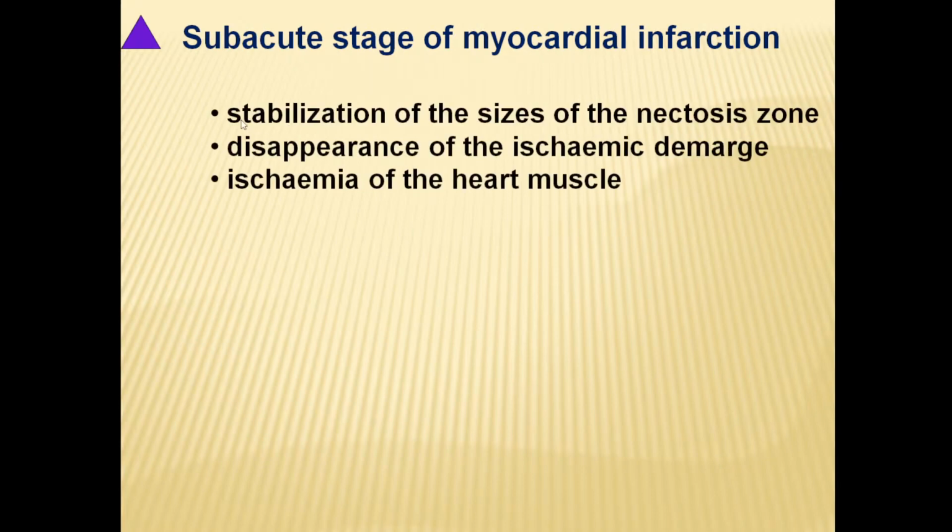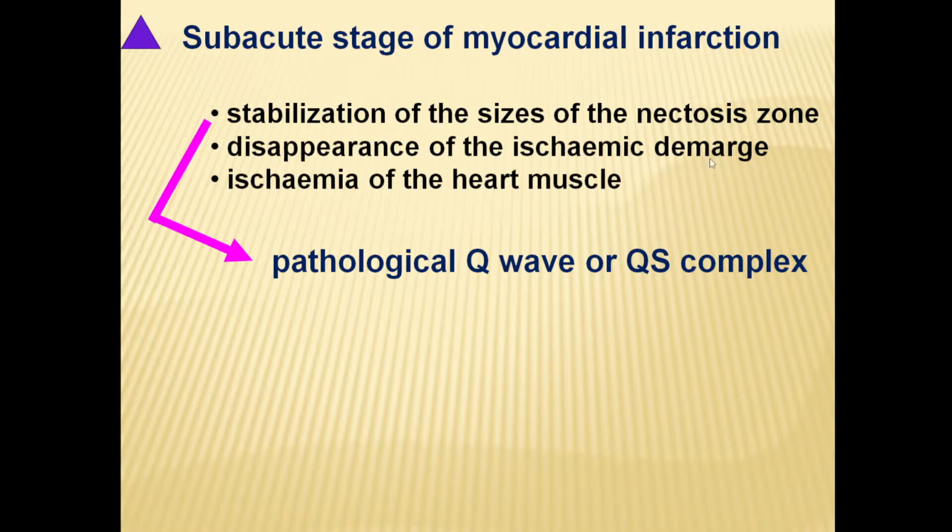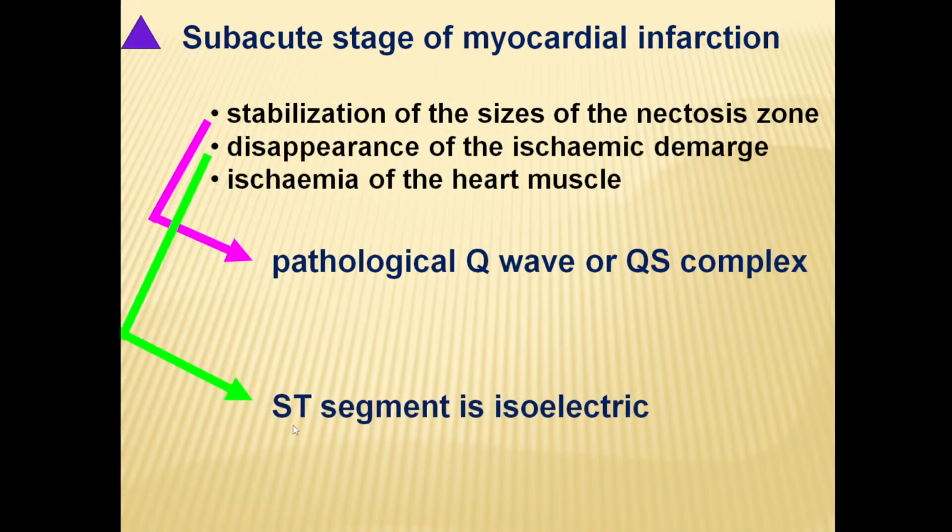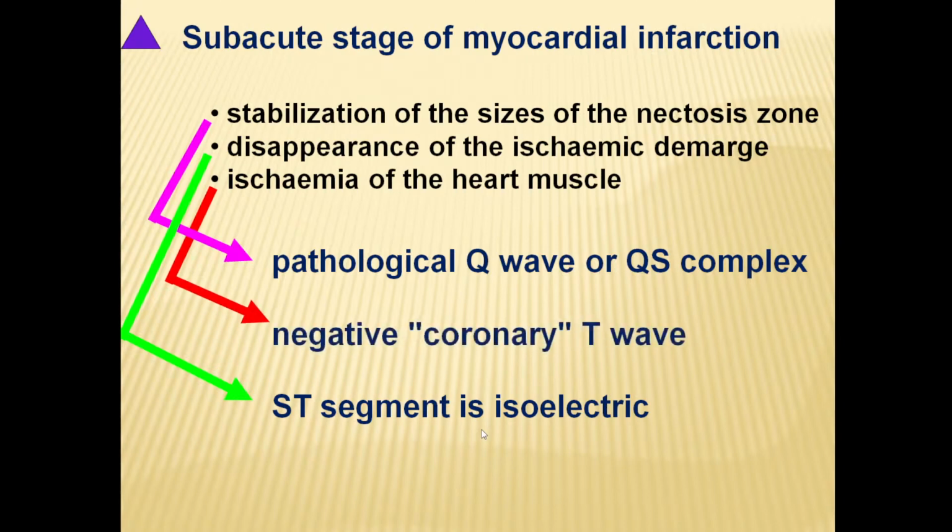First of all, on the ECG there will be a sign of stabilization of the necrosis zone. As a result, there will be gradual disappearance of ischemic damage, because you understand necrosis may follow damage. If the damage stops, necrosis also does not follow. And ischemia of the heart muscle will be halted because the process is not completely finished. How can we know about stabilization of the necrotic zone? The depth of the Q wave or QS complex does not progress. Ischemic damage disappears because the ST segment gradually comes back and after some time becomes completely isoelectric. And the T wave holds its ischemic characteristic.